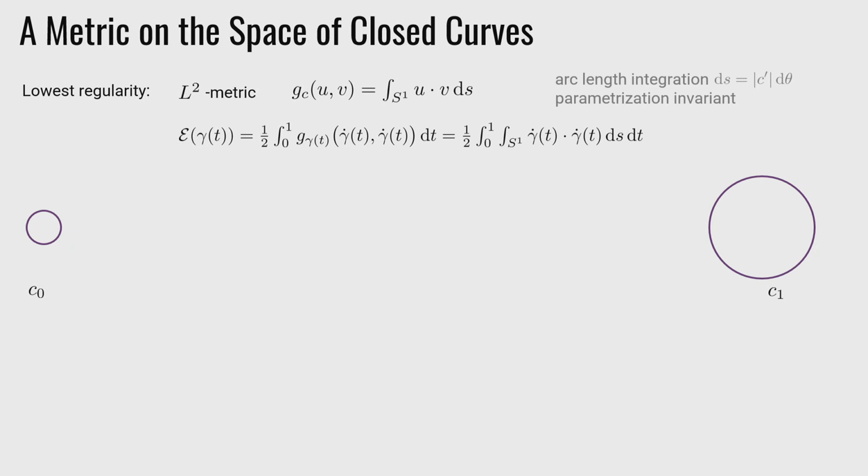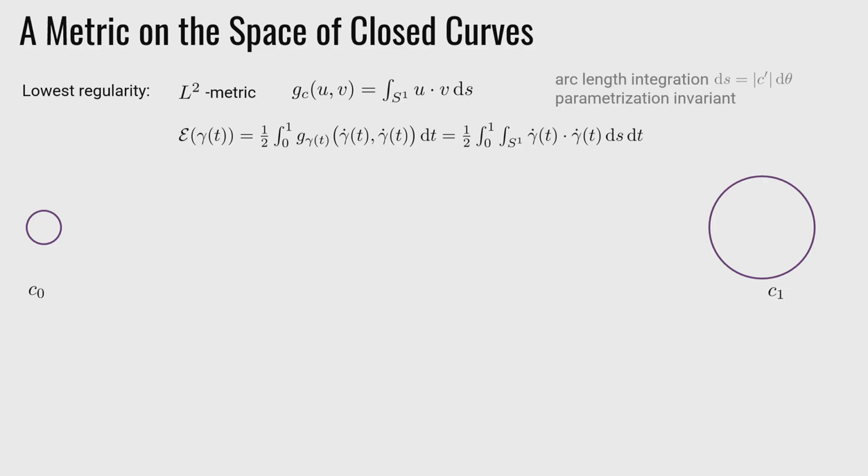And maybe one first idea that you would have is, why not take just the usual L2 metric? So in this case, the metric is defined by integrating over S1, so over your curve, the scalar product of your motion directions. Here this ds refers to arc length integration, which already has the parameterization of the curve inside. So if you reparameterize the curve, the metric would stay the same. And then the path energy, you can just plug it in. So now you have an integral over time, which is integrating over the path, and inside you have the metric, which is integrating over your considered shape at this time point.